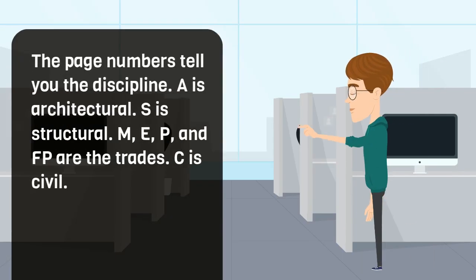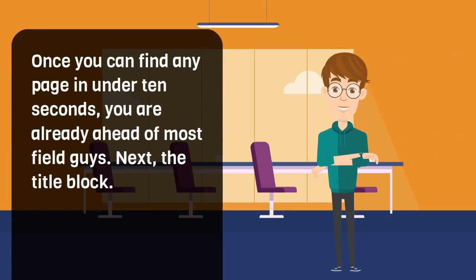The page numbers tell you the discipline. A is architectural, S is structural, M, EP, and FP are the trades. C is civil. Once you can find any page in under 10 seconds, you are already ahead of most field guys.